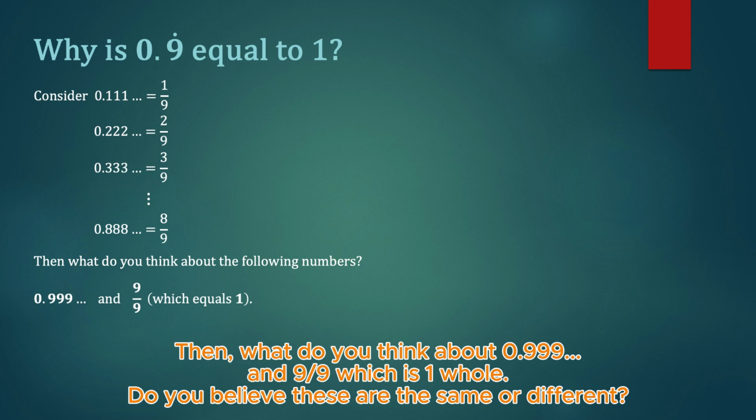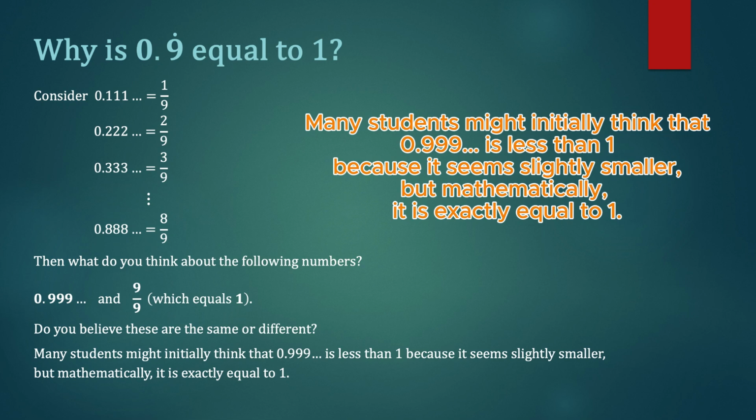Then, what do you think about 0.9 repeating? And 9 over 9, which is 1 whole. Do you believe these are the same or different? Many students might initially think that 0.9 repeating is less than 1 because it seems slightly smaller. But mathematically, it is exactly equal to 1.